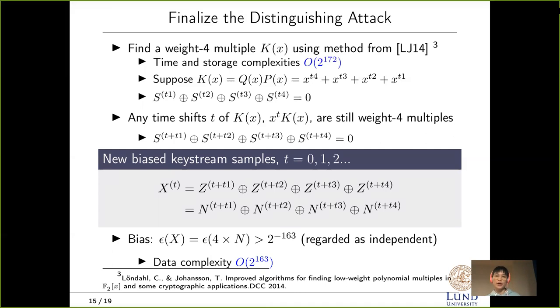So till now, we have given a distinguishing attack with time, storage, and data complexities all far below 2 to the power of 256.